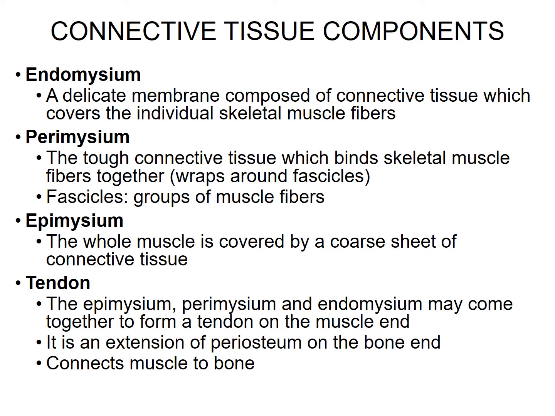So just some terms that we've already talked about. The endomysium covers the individual muscle cell. The perimysium is around the fascicles. Epimysium is the whole thing, the whole muscle. And then remember what a tendon is. A tendon is mainly just made up of dense regular tissue, collagen fibers, connecting a muscle to a bone, unlike a ligament, which would be a bone to a bone.